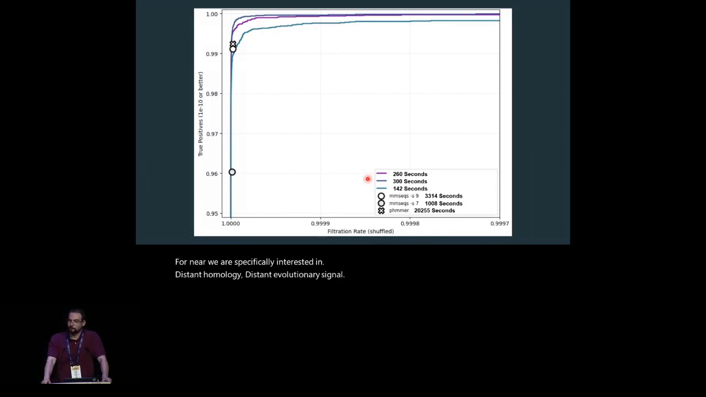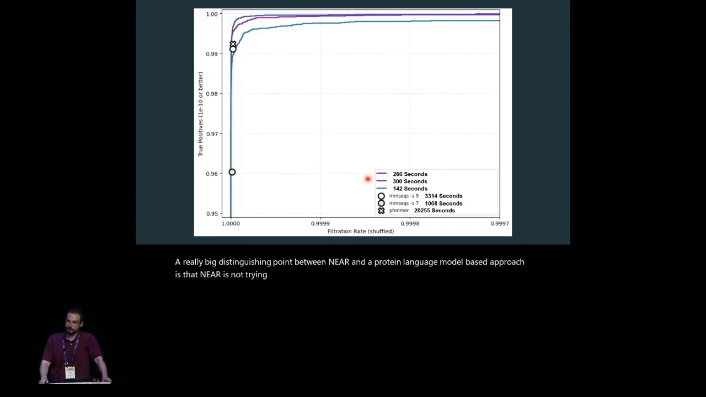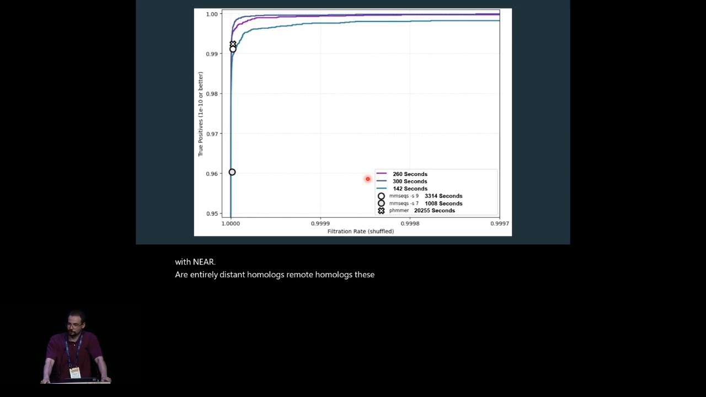A really big distinguishing point between NEAR and a protein language model-based approach is that NEAR is not trying to understand deep structural or functional information. It's really just looking at that primary sequence and trying to understand the primary sequence as best as it can. And so the new relationships we would like to uncover with NEAR are entirely distant homologs, remote homologs, these long distance evolutionary relationships.